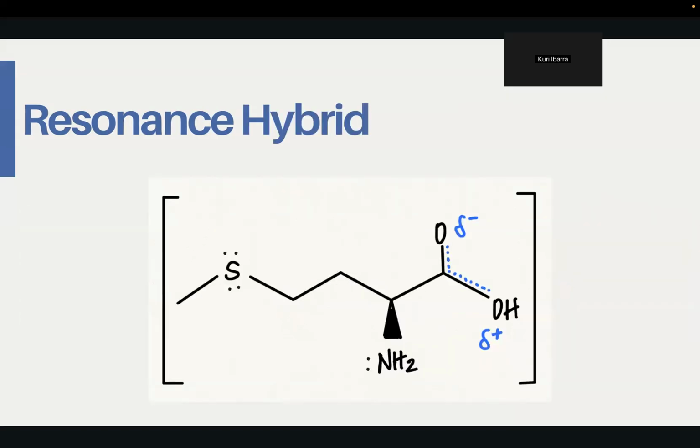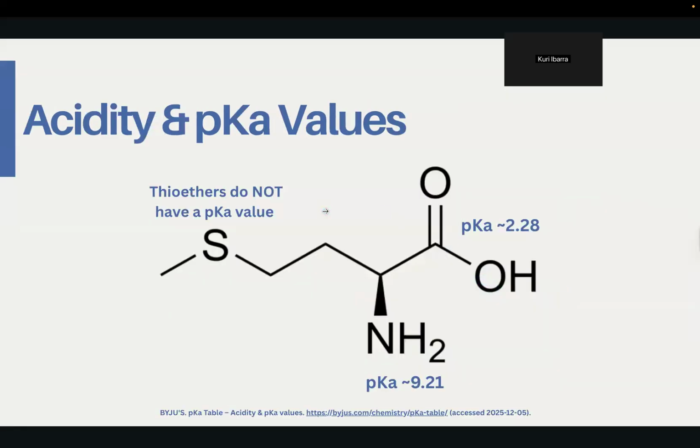The resonance hybrid shows how there is partial negative charge and a partial positive charge between the two oxygens. Therefore, the delocalization of charges is spread across multiple atoms, explaining why both groups are the same length. Based on the acidity and pKa values of the molecule, there are two pKa values. The carboxylic acid has a pKa of approximately 2.28, while the NH2 group has a pKa near 9.21. However, the thioether sulfide group lacks a pKa because it lacks an acidic hydrogen to lose in an acid-base reaction.